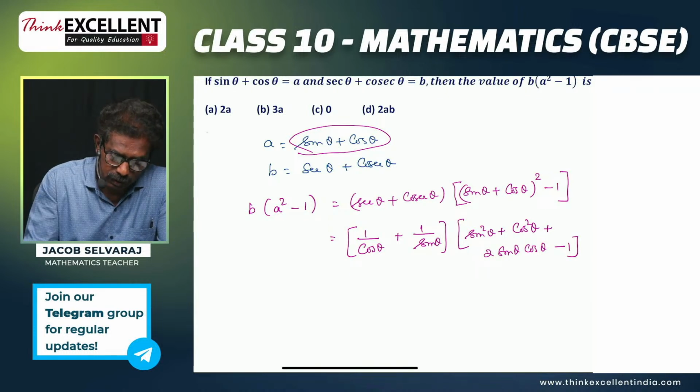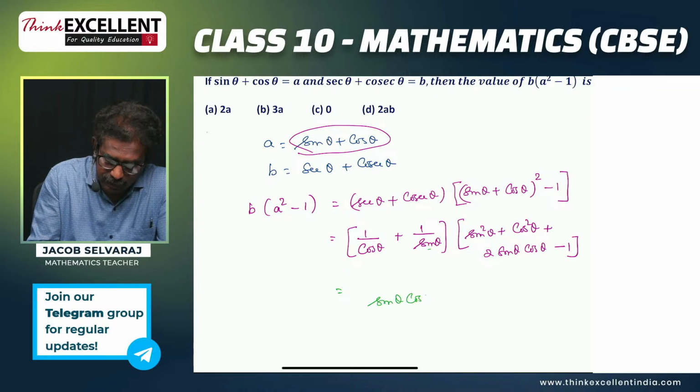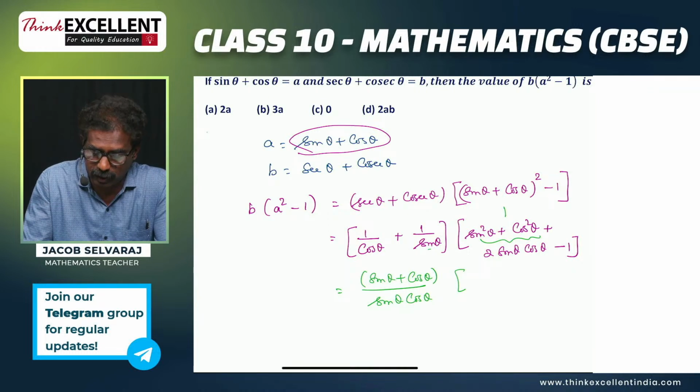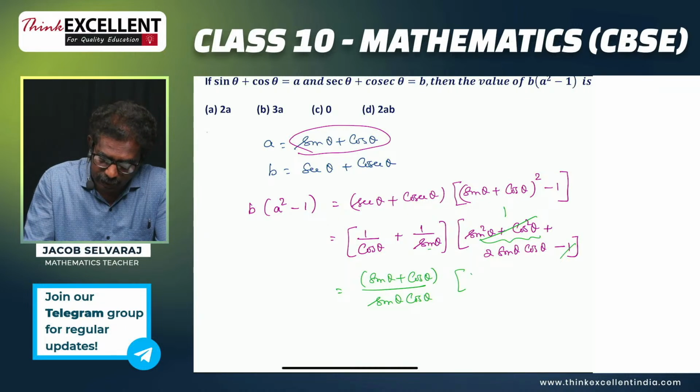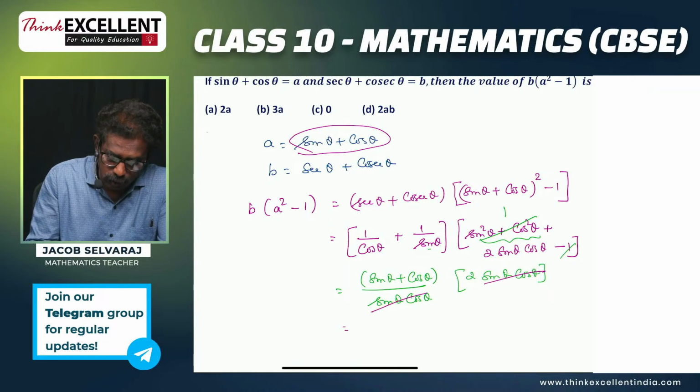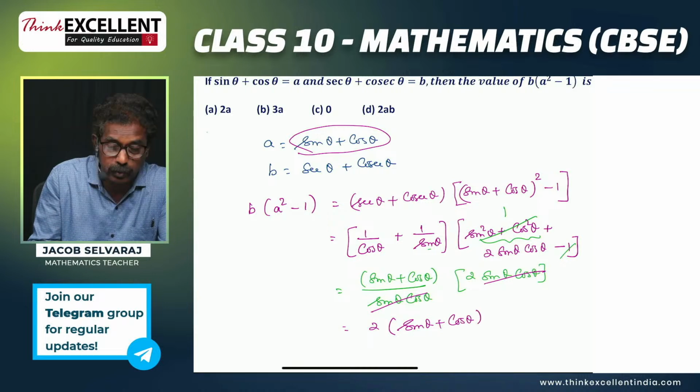Now look at this. The first one you take LCM, sin theta cos theta LCM, right? So sin theta cos theta is LCM. So you will get sin theta plus cos theta. Here you see this sin square theta plus cos square theta is 1. And that 1 and this minus 1 get cancelled, right? So you are getting just 2 sin theta cos theta. Now sin theta cos theta cancel. You are getting 2 into sin theta plus cos theta. Hope you are able to understand this.